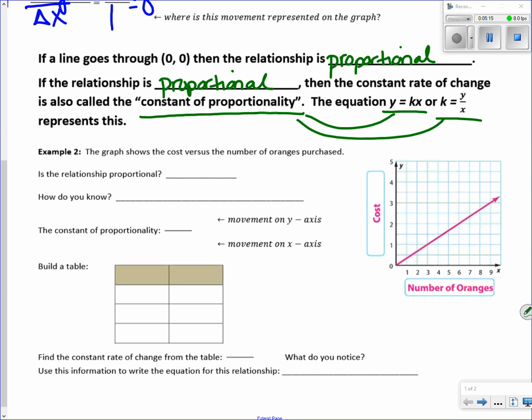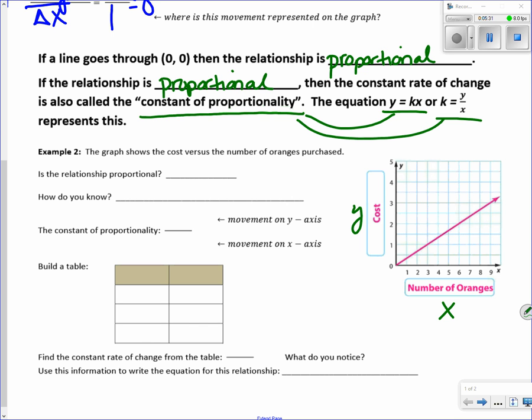So let's look at number 2. It says the graph shows the cost versus the number of oranges purchased. Is the relationship proportional? How do you know? Then we're going to be solving everything. So if I look over here, I know number of oranges is my x-axis. This is my y-axis.